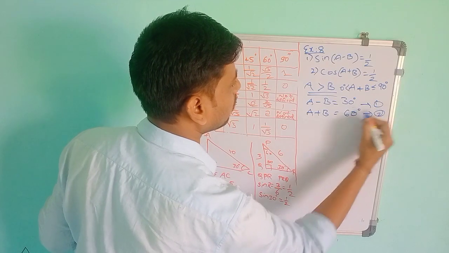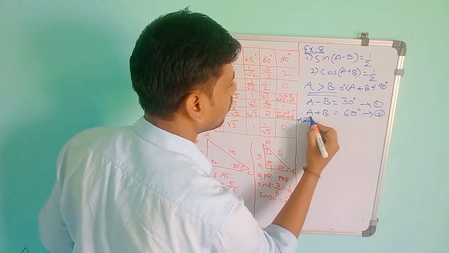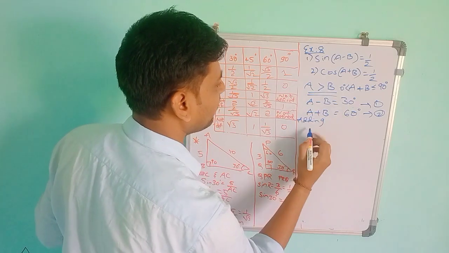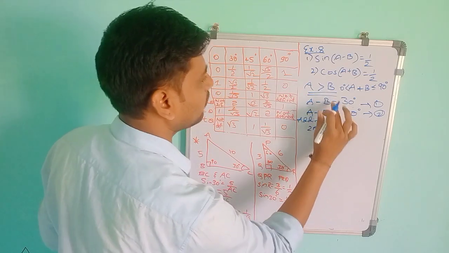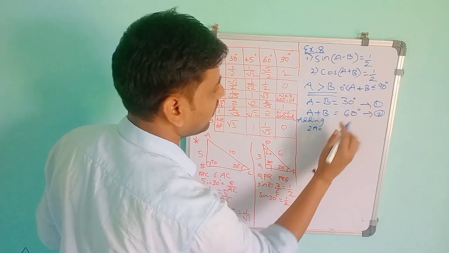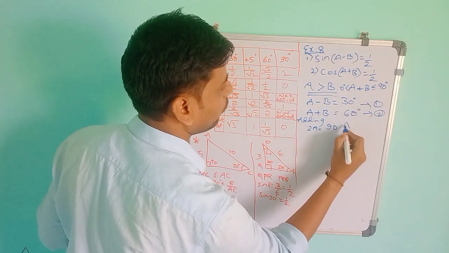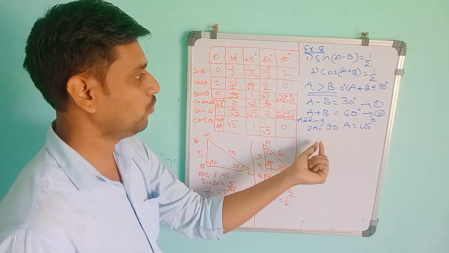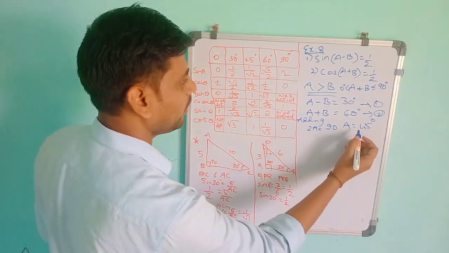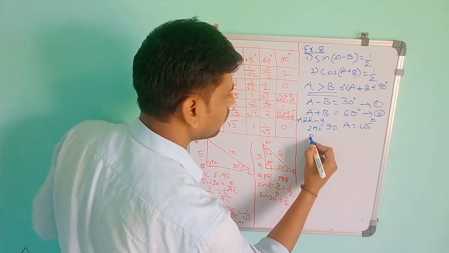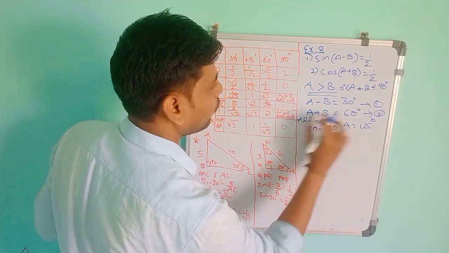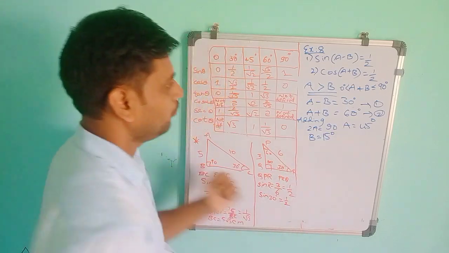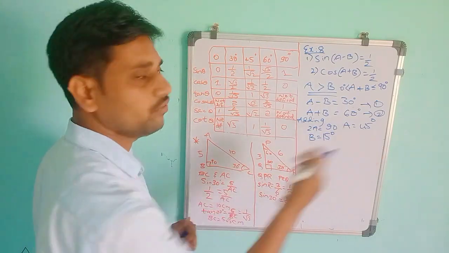If we solve this one, adding 1 and 2, we get a plus a is equal to 2a. Plus b minus b cancelled. 30 plus 60 is 90. So a value will be 90 by 2, which is 45 degree. If we get the a value, you can find out the b value. Put in this equation, 60 minus 45 is 15. So you get the b value as 15 degree and a value as 45 degree.